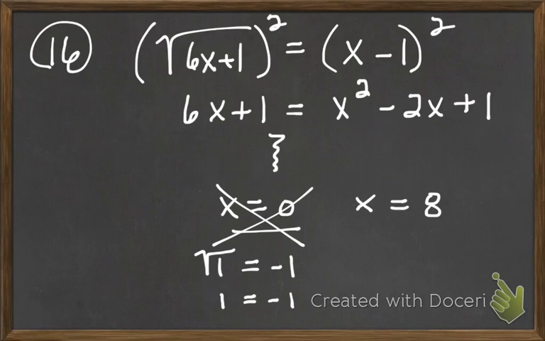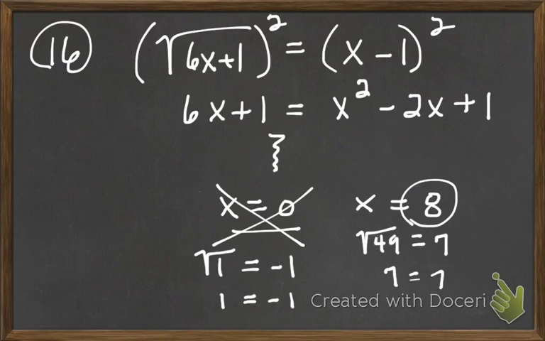Plug it in the left-hand side. 6 times 8 is 48. 48 plus 1 is 49. So you have a square root of 49 on the left. On the right, you just have x minus 1. So that'll be 8 minus 1, which is 7. Is the square root of 49 going to be equal to 7? Yes. So you just have one solution.